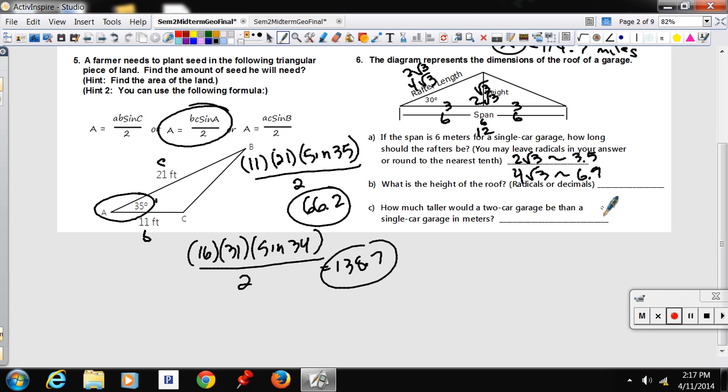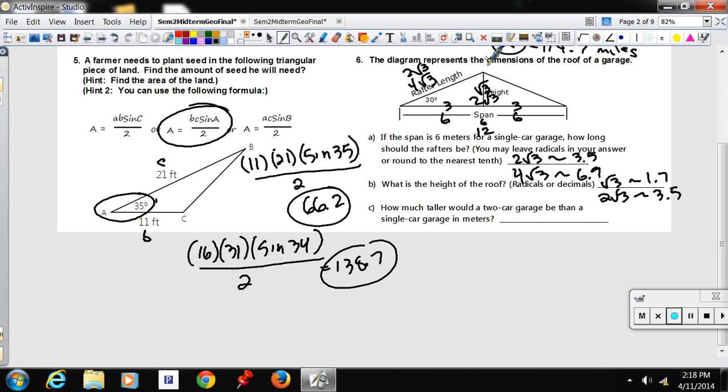Okay, then you get to the height. The height is radical 3, or it's 2 radical 3, depending on what test you had. So it would have been 1.7, or it would have been about a 3.5. That would be the height up here. And how much taller would it be if it was a 2-car garage? Well, you just double everything, because it's an extra car. So this span would have been twice as long. The height would have been twice as high.